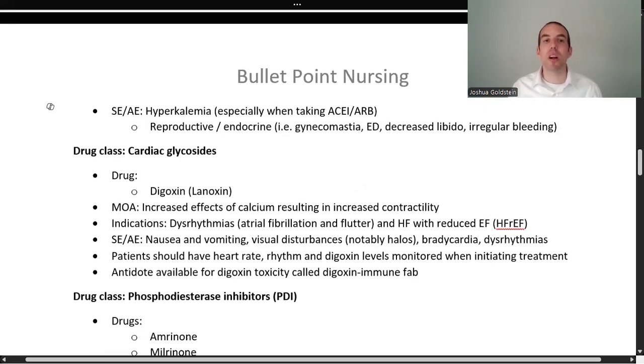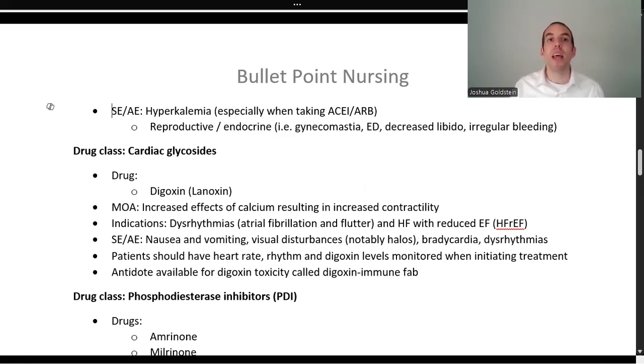Next drug we have are cardiac glycosides. So the cardiac glycosides, the drug here is digoxin, and we just discussed this in the dysrhythmia video, if you've seen that recently. And cardiac glycosides, digoxin, it's only used for two things, dysrhythmias and heart failure. But really, we use it more so for heart failure than we do for dysrhythmias. And even for heart failure, we don't use it a ton. Digoxin has really fallen out of favor as we have newer drugs for both heart failure and for dysrhythmias.